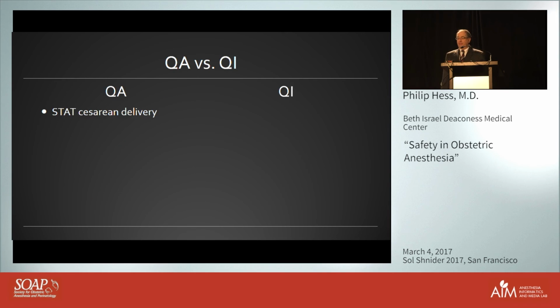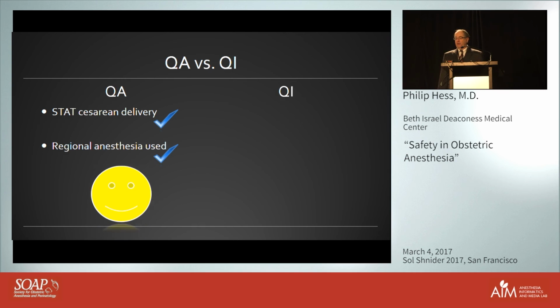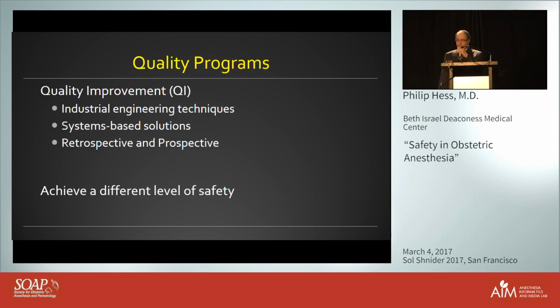Our QI program looked at this and said there was a stat cesarean delivery. Great. The baby was taken care of. It did really well. Regional anesthesia was used. Great. We didn't have to do a general anesthetic. From the QI perspective, it did not hit a dashboard. But we know we need improvement, right? There was something wrong with there.